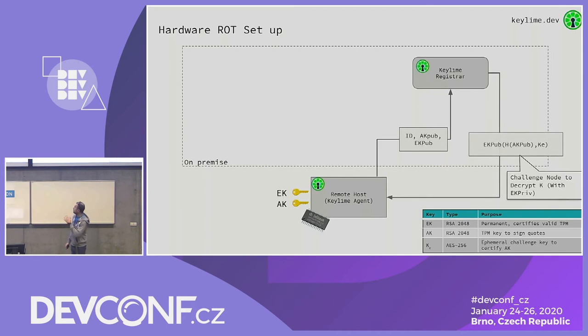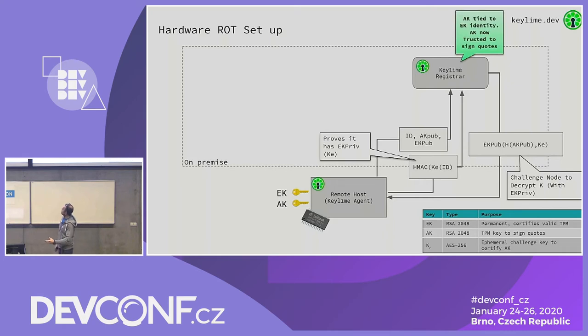And what the register does is, using the public key, it encrypts the AK pub using a hash made with a key which we call the KE, which is essentially a challenge. So we're challenging the machine to say, prove to us that you have the private counterpart of the entity key. The agent will then make an HMAC of its ID and send that back to prove that it actually has the EK private key. Further to that, we'll also verify that the EK public key is signed by an actual TPM manufacturer as well. And that allows us to then tie the attestation key to the entity key. So now, when we receive a cryptographic quote from a machine, we can be sure that it's an actual real TPM that signed that.